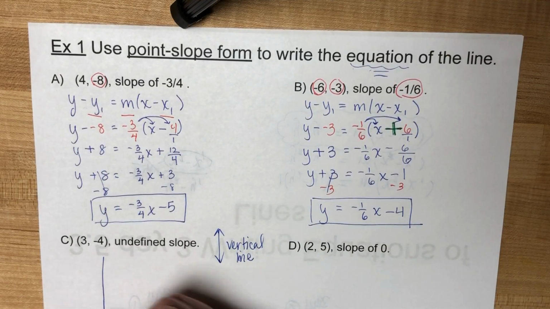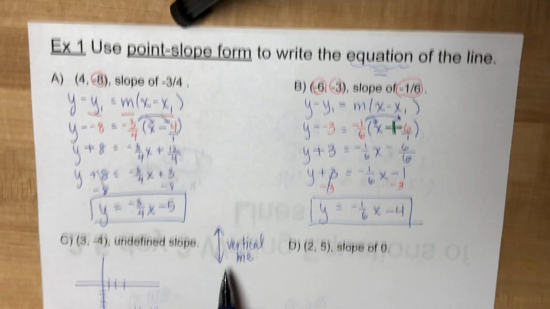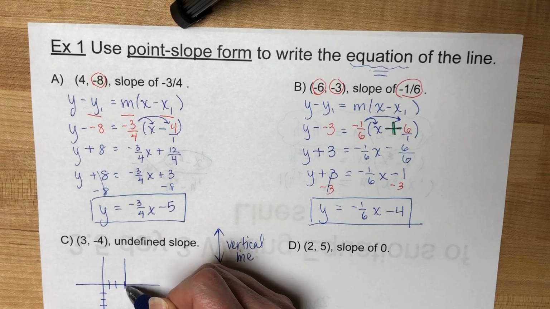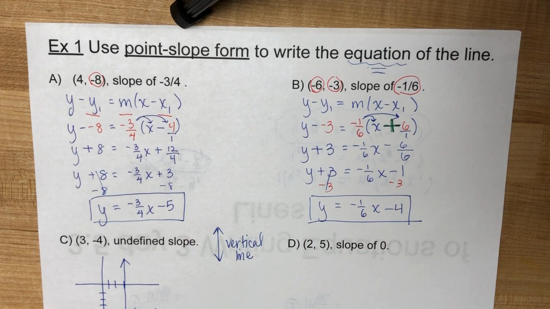Well, let's just think about this just a little bit. I'm going to draw a little picture. My point here, 3, 1, 2, 3, -4. So here's the point 3, -4. Now I need an equation that is vertical that passes through that point. So there we go. I drew it. There it is right there.